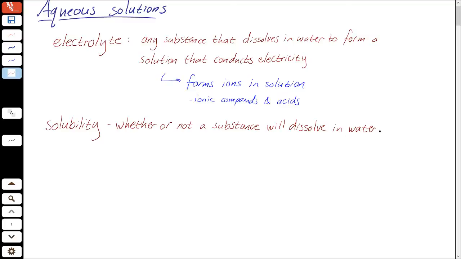Now, in general, solubility could mean any solvent, but for our purposes, we're only going to be talking about water. The other thing about solubility is we're going to talk about it as a binary. This is soluble, this is insoluble. But in reality, that's not true. It's a continuum. Some things are more soluble than others. You can look up the solubility as a quantity, which is the grams of solute per 100 grams of solvent. So it'll tell you how many grams of this thing will actually dissolve before it stops dissolving.